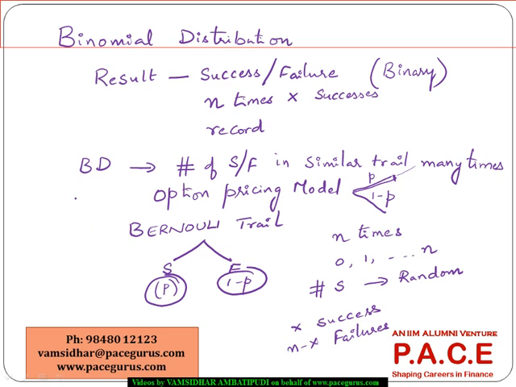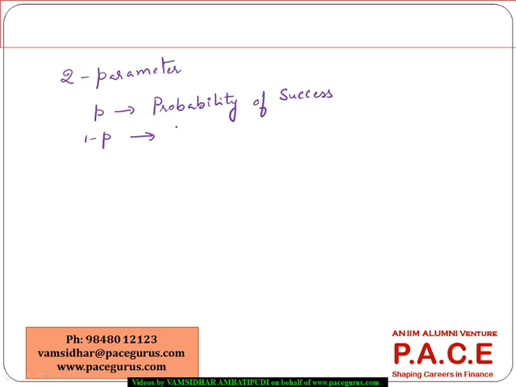Here the binomial distribution gets characterized by two major parameters. One, in an independent trial, what is the probability of success of the particular event? Of a particular trial, what is the probability of success? Obviously once I know P, the other part 1 minus P is directly known, which is the probability of a failure. And the other important thing that I need to know in case of a binomial model is how many times the experiment is performed.